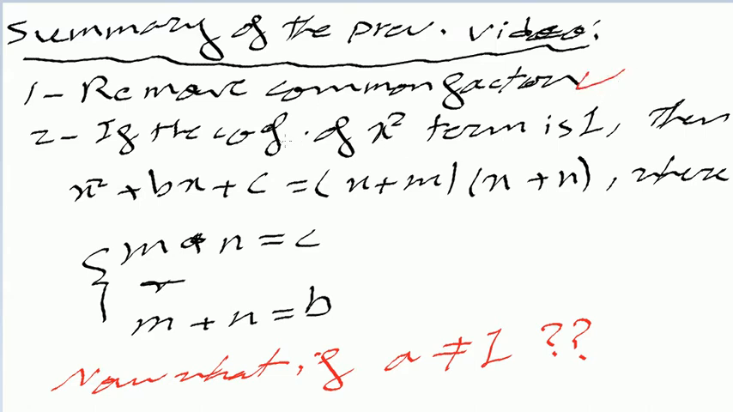If not, then if we have something like x squared plus bx plus c, and the coefficient of x squared is 1, then we can factorize it into x plus m multiplied by x plus n, where I want to get these two numbers, m and n. The multiplication of m and n is equal to c, and the summation of m and n is equal to b.